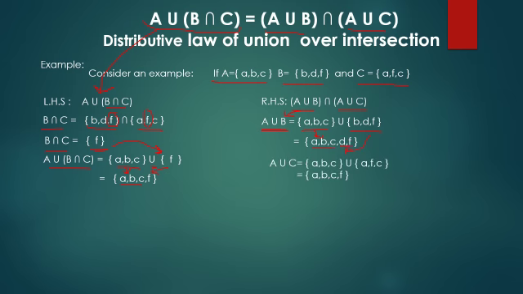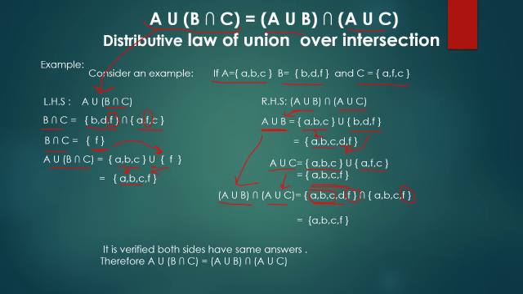Now the next bracket, A union C, set A, set C, and their union is A, B, C and F. Now we take intersection of these two resultant sets, A union B and A union C. Their intersection means common elements, and we can observe here four elements are common, A, B, C and F. Notice that the answer of the left hand side and answer of the right hand side both are equal to each other. So it is verified, the first property.